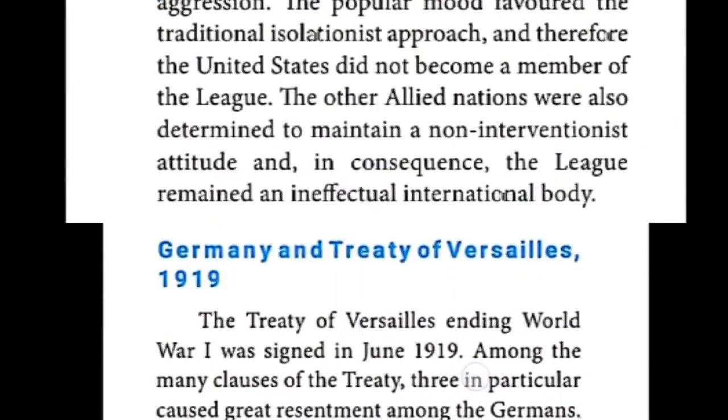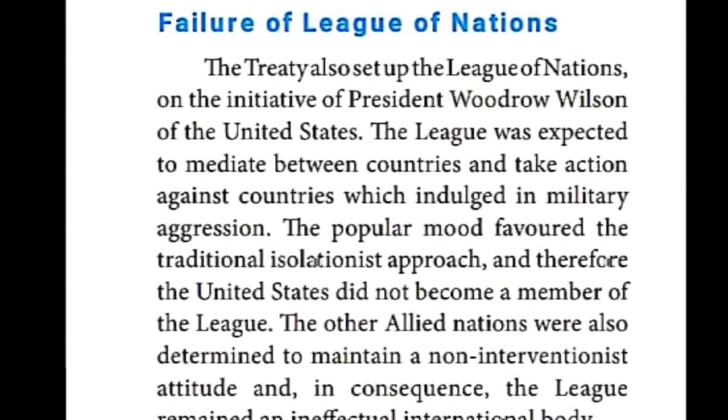The next point given is the failure of the League of Nations. You know very well, children, after the completion of the First World War, they planned to establish an international organization. As per that, the League of Nations was established in the year 1920, on January 20, 1920. So that was a failure.